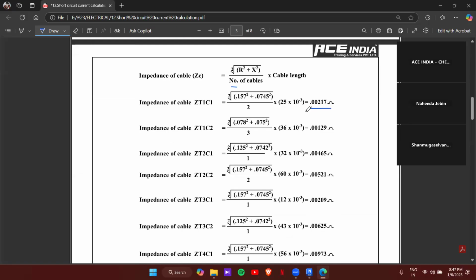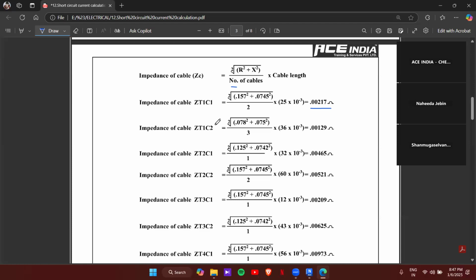And one more thing, when you complete the equation, you will be getting a smaller value. So at least take 4 values after the decimal point. If you take 2 or 3 values, the value will be very small. So just consider at least 4 values after the decimal.